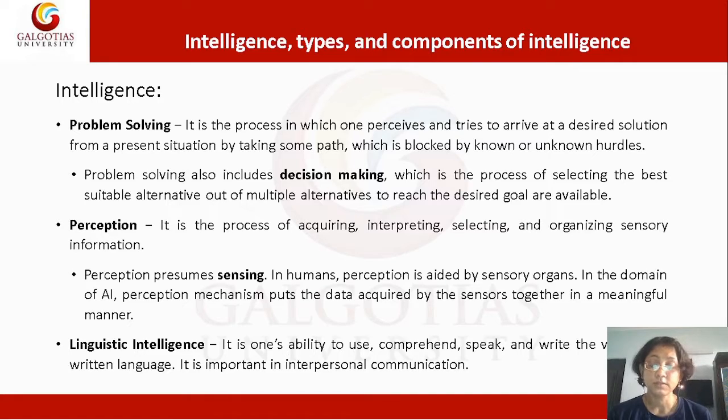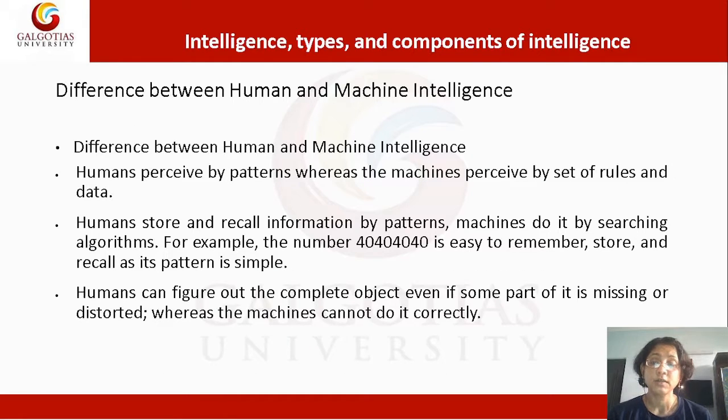Linguistic intelligence is the last category under intelligence. It is one's ability to use, comprehend, speak, and write verbal and written language. It is important in interpersonal communication. Lastly, in today's class, we'll be discussing how human intelligence is different from machine intelligence. As we already mentioned, humans perceive by patterns, whereas machines perceive by a set of rules and data.